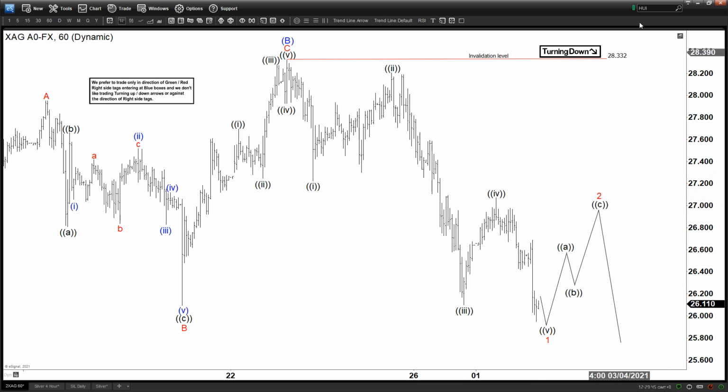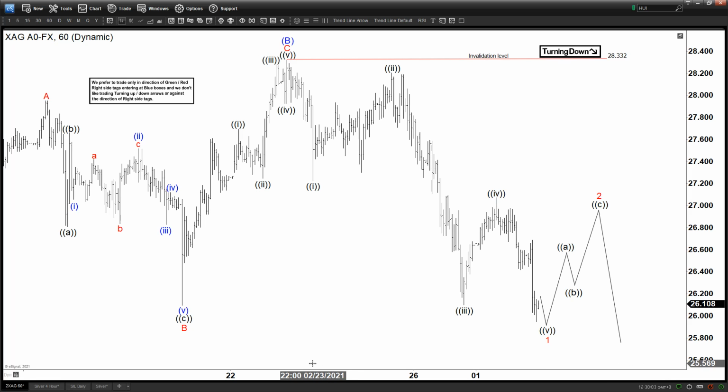As long as it stays below 28.3 here, we can go lower again to continue the wave C. Imagine this is wave 1 of C, 2 of C, 3 of C, 4 of C, 5 of C before it completes the C leg.